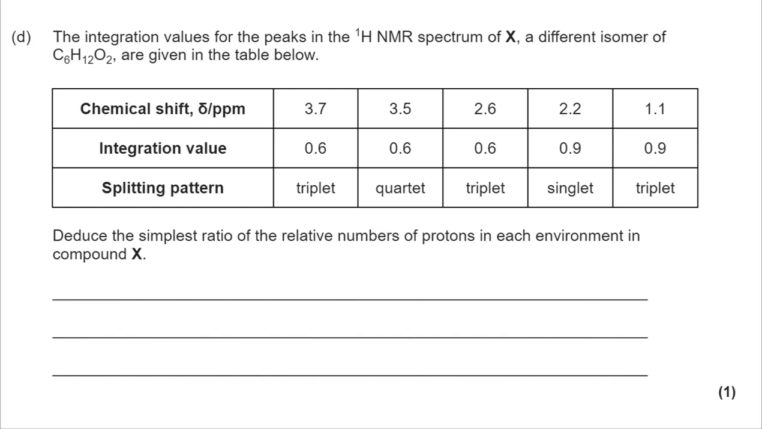So the first thing I'm going to do with the integration values is divide by smallest, and that's going to take me to a ratio of 1 to 1 to 1 to 1.5 to 1.5. I'm going to take a look at the fact that that would give us a total of 6 hydrogens. Actually, we've got 12 hydrogens. We know that from the structure. So I'm going to double all of those up. So my simplest ratio of relative numbers of protons is 2 to 2 to 2 to 3 to 3, taking us up to the total 12 hydrogens. And that's going to help us to start to build a structure as well.